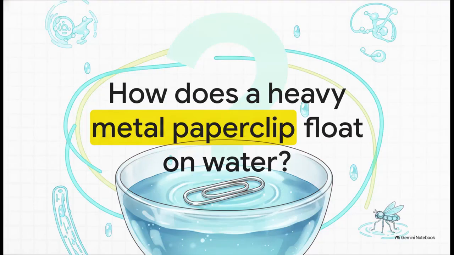So, imagine gently placing a metal paperclip perfectly flat onto the surface of a bowl of water. It floats. But wait a second, metal is significantly denser than water. According to Archimedes' principle, any object denser than the fluid it displaces should sink like a stone immediately. Yet, there it sits, perfectly suspended. So how on earth is this possible?